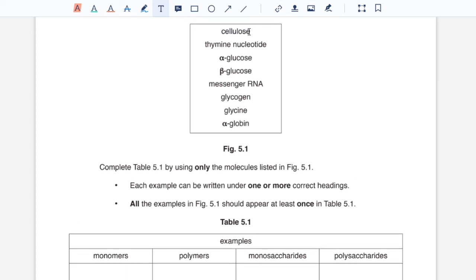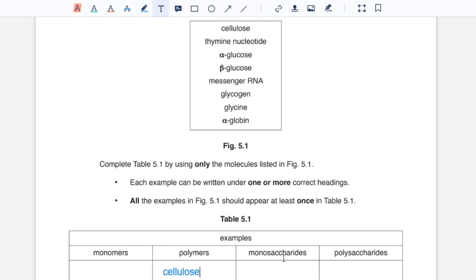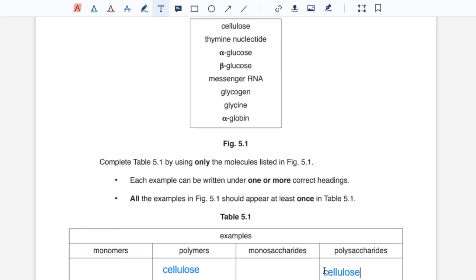Starting with cellulose. Now, cellulose fits into the category polysaccharides because it is a carbohydrate molecule made up of many monosaccharides, and it also fits into the category polymer as it's made of many repeating units, which are beta glucose molecules. And thymine nucleotide is a monomer which forms part of the polymer DNA.